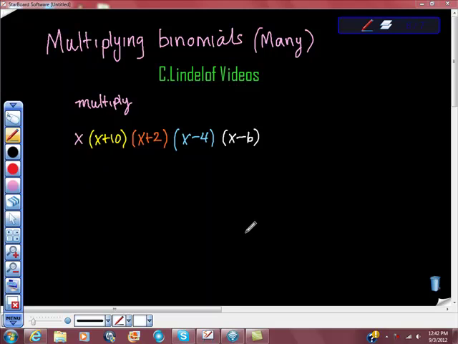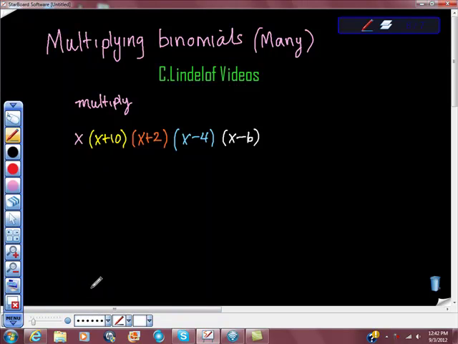Okay, this is the response to a question I was recently asked. So, multiplying binomials, many of them. In this case, we have a ton of them. So how would we put all of this together? I would look at this as separate problems. First off, let's look. We have 1, 2, 3, 4, 5 factors.